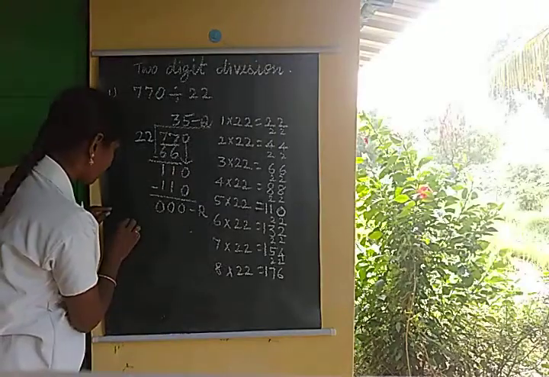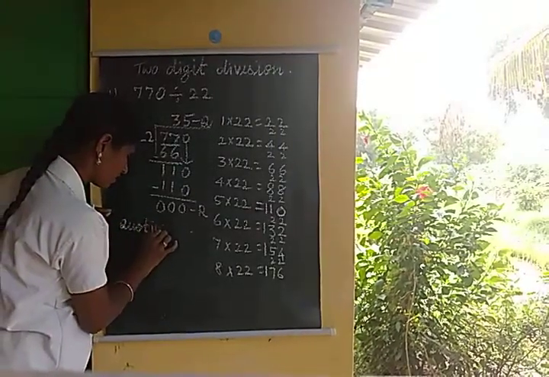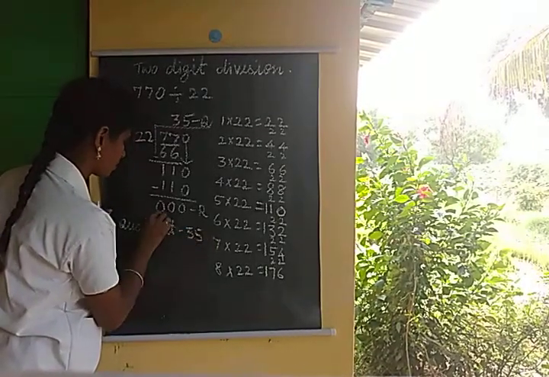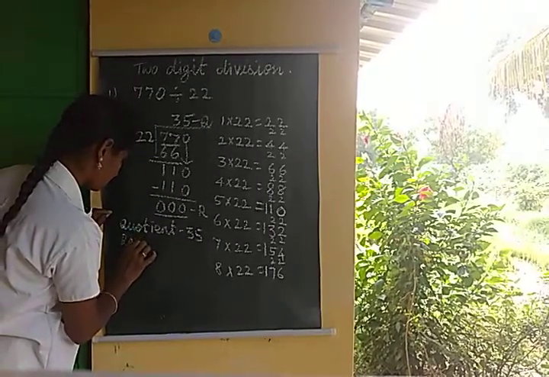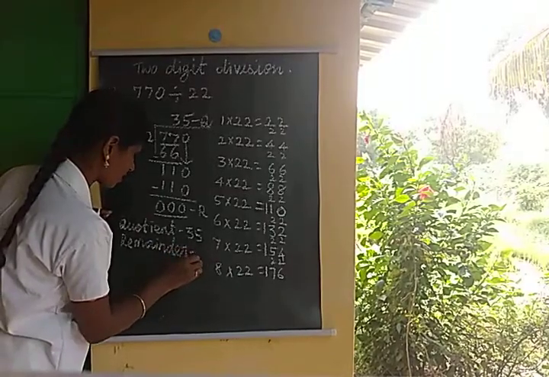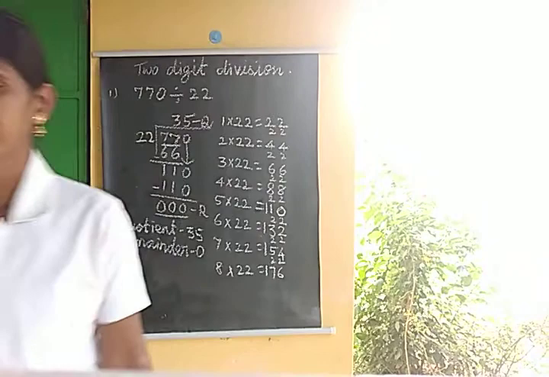Write here quotient and remainder. Quotient is 35. Okay. Then remainder. Write the correct spelling for quotient and remainder. Remainder is 0. Okay.